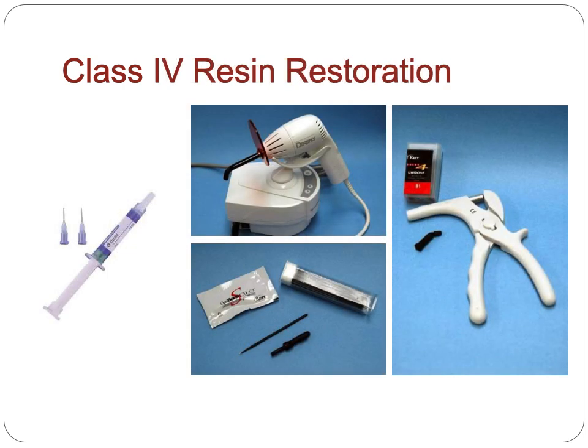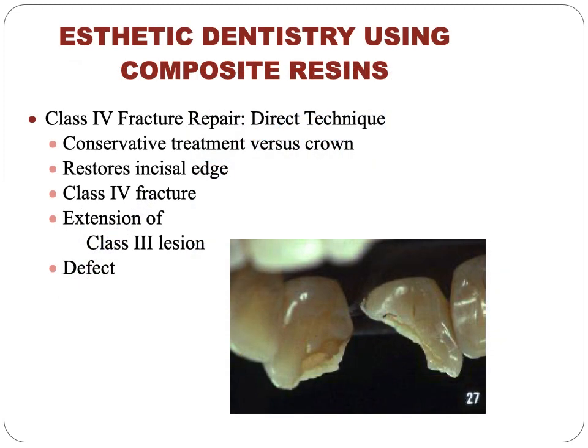Now, what about class 4? It's the same instrument we will have. Usually, with a class 4 simple fracture, we make a repair. The patient will come with a fractured part, so we will repair it with a direct technique. We usually use conservative treatment with composite. It's better than indirect restoration.